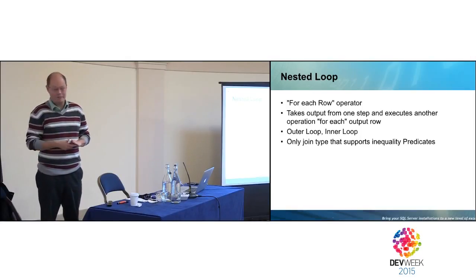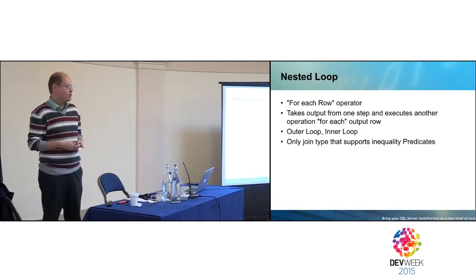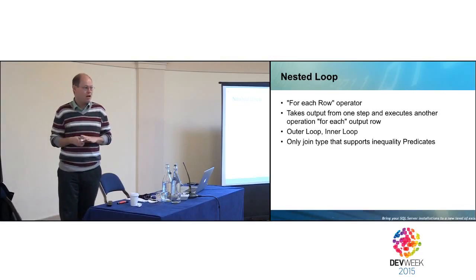The physical join operator, like nested loop, merge join, hash join, is always chosen based on our statistics. That means when we have inaccurate statistics, we have a problem.